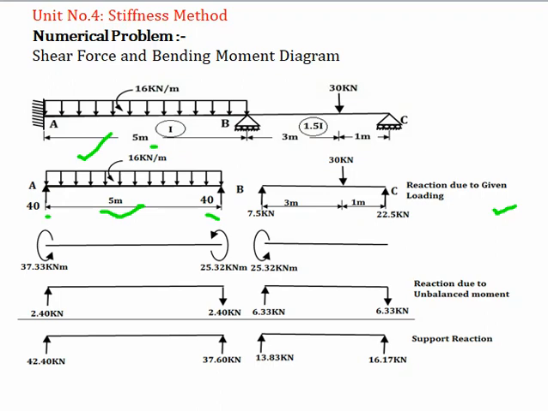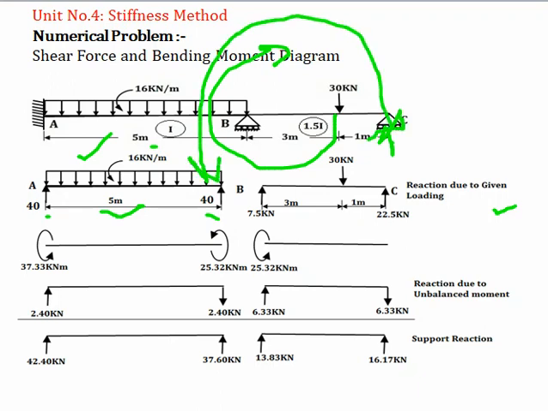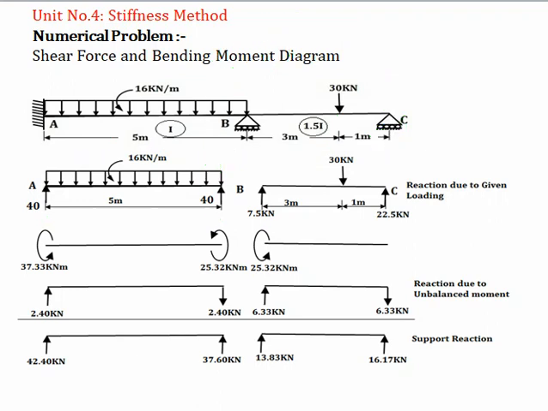So let's treat this as clockwise, minus 30 into 3, and this RC will be there. Let's consider it initially upward, so it will rotate about B in an anti-clockwise direction. So plus RC into span 4. So you will get RC as 22.5 kilonewton. By doing summation Fy, you will get 7.5 kilonewton. So just by taking the moment about B or C, you will get one reaction. Once we get the one reaction, then by doing the summation of Fy, we will get the other reaction.